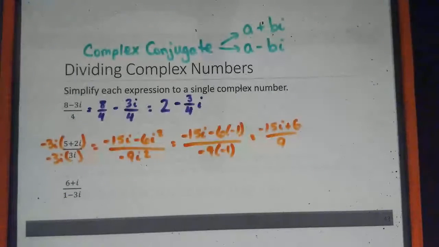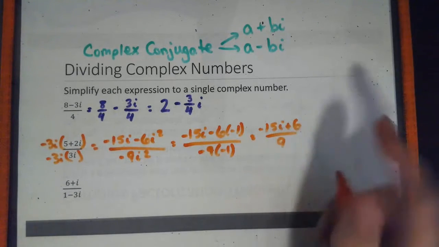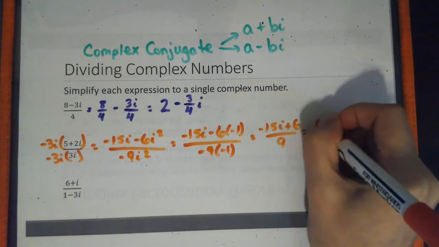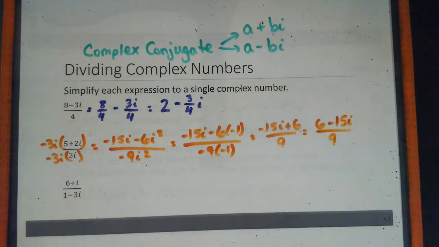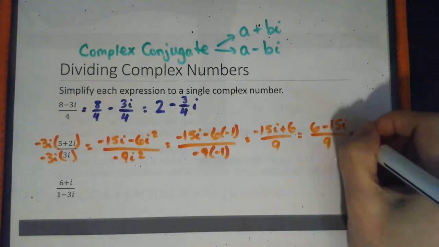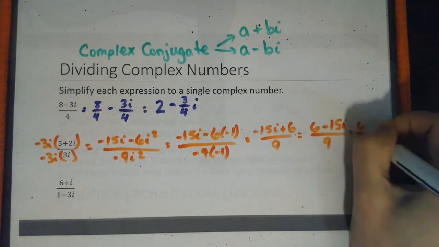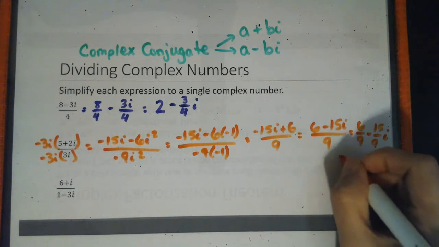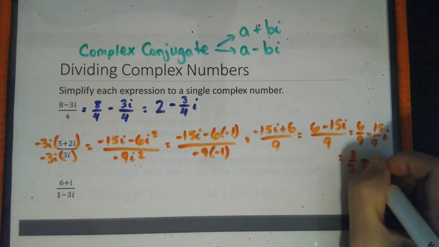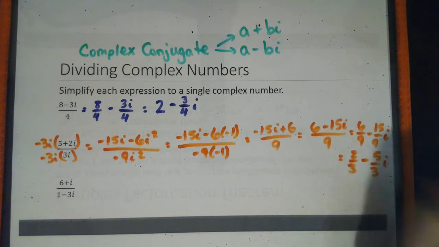Remember, we want to put the real part first, so I'm going to switch my 6 and negative 15i. I'm looking at 6 minus 15i over 9. If I break that up, that's 6 ninths minus 15 ninths i. And if I reduce my fractions, that's 2/3 minus 5/3 i.